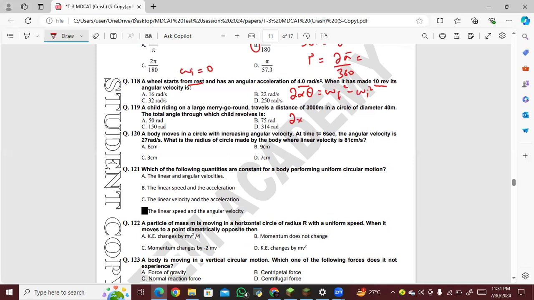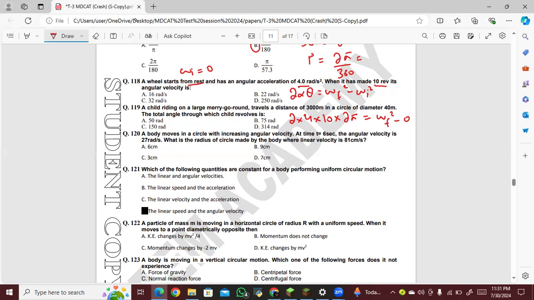So 2 into alpha. What is alpha? Angular acceleration, 4. What is theta? How many revolutions? 10 revolutions, and you convert it into radians by 2 pi. Omega f square minus 0, because it starts from rest, so its initial angular velocity is 0. So you just multiply it. You take pi as 3.